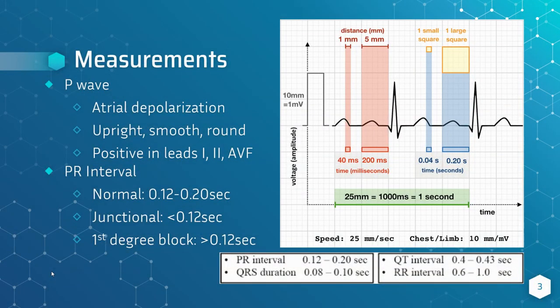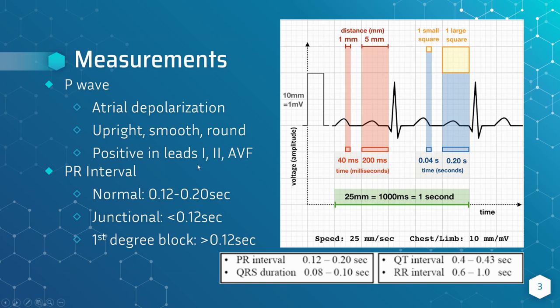So the first thing that you do is whenever you get a rhythm strip, see what lead you're viewing the patient, because that lead tells you the angle and the direction of you're viewing the heart. And so the thing that we look at first is the P wave. So the P wave indicates atrial depolarization. So the impulse that forms the P wave usually originates in the sinoatrial node. The P wave is going to be upright, smooth, round, and to get very specific, it has to be positive in leads 1, 2, and AVF.